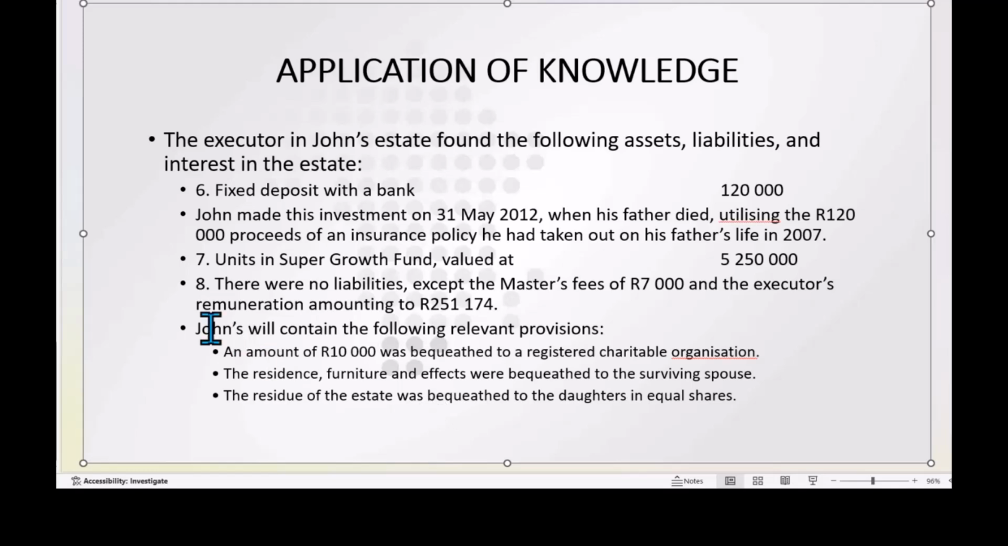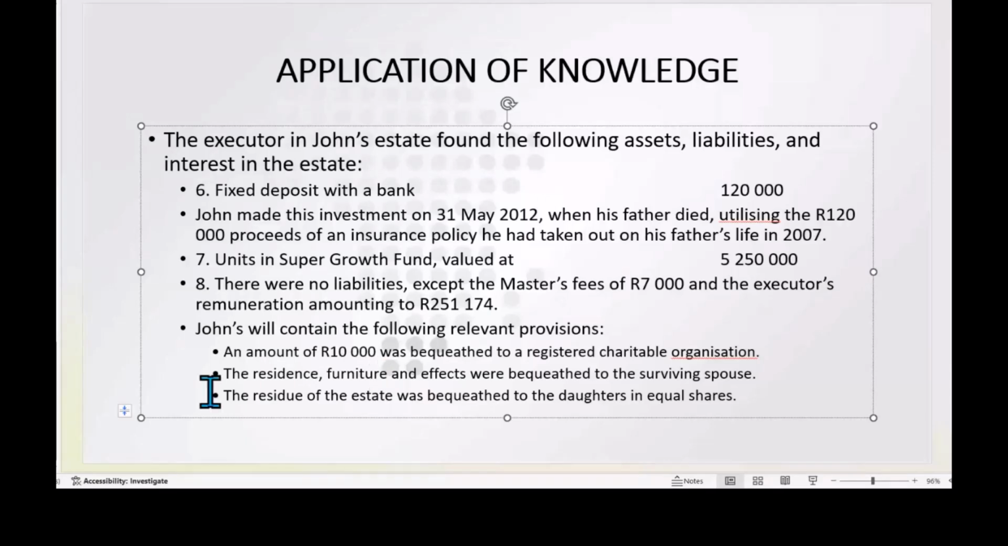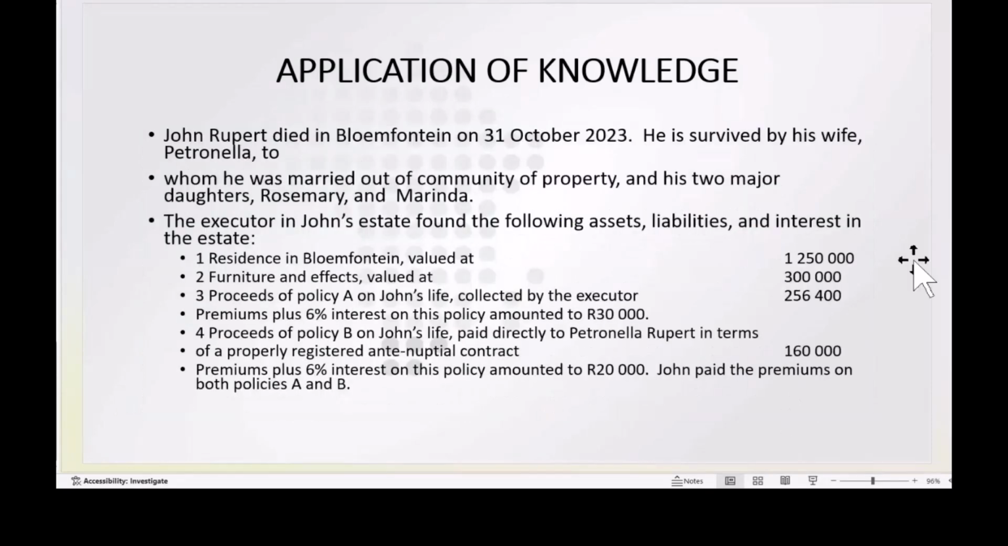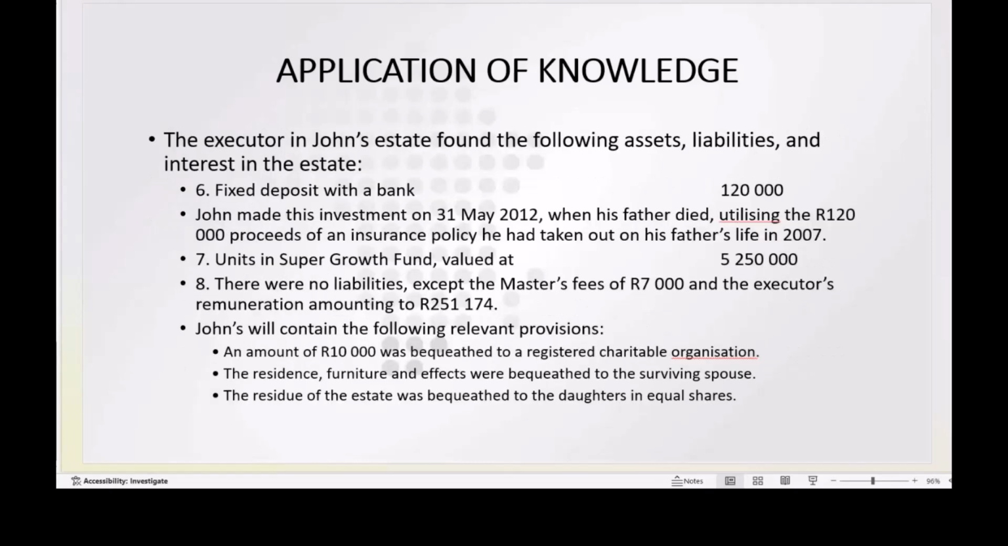Then they tell us that John's will also contains the following provisions. There is an amount of 10,000 rand that was bequeathed to a registered charitable organization that will also be deducted in terms of section 4H. Then they said that the residence, the furniture, and the effects were bequeathed to the surviving spouse. So the amount of 1,250,000 rand plus the 300,000 rand would then be given to his spouse. So section 4Q would then be applicable to those things. And then we would also deduct that from the gross value of the estate. And then that would give us our net estate amount.